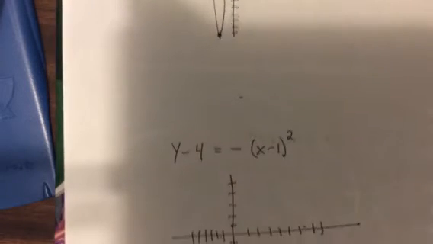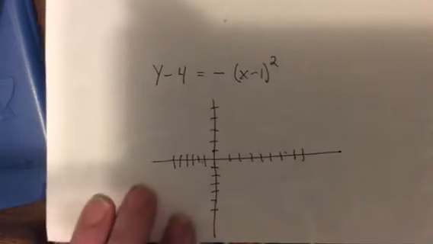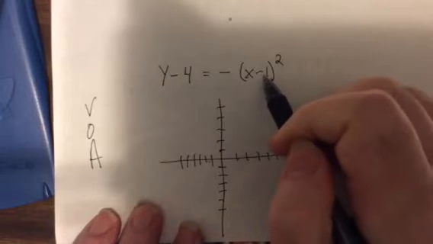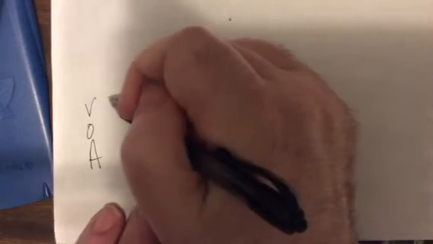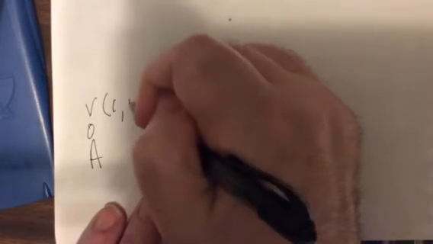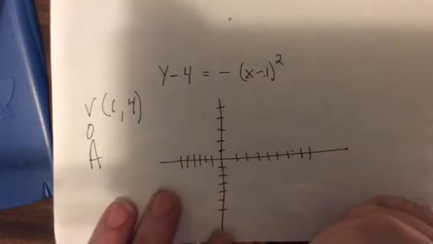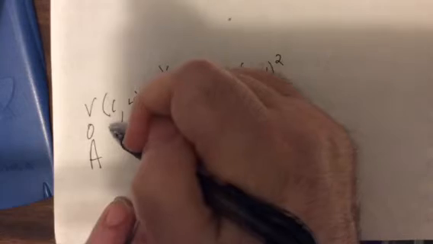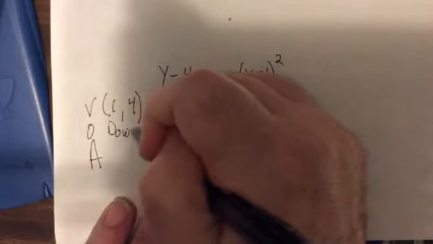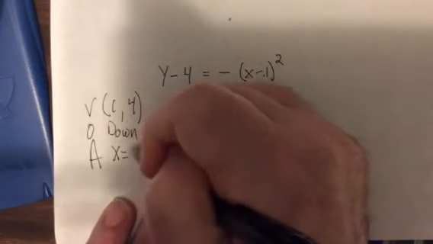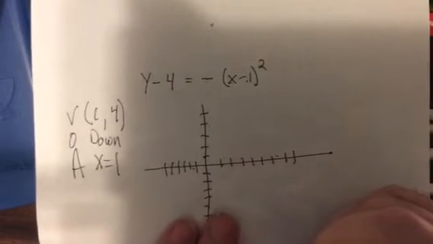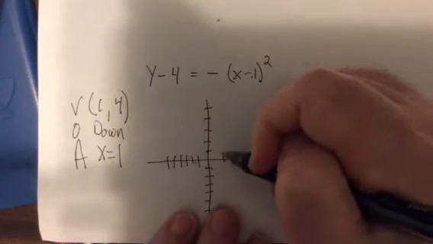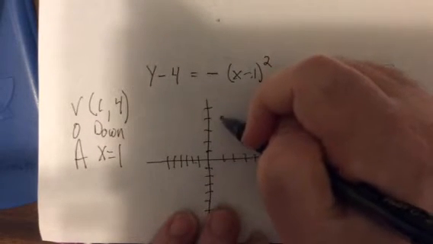Okay, in this problem, so we need the VOA. Vertex should be 1, 4. It's always the opposite of the number with x, opposite number with y. Then it opens down because this is negative, and the axis is x equals 1. So 1, 4 would be about here.